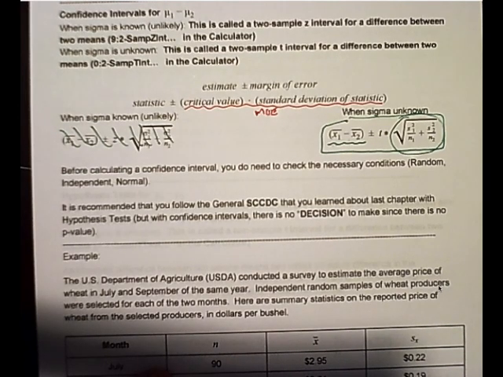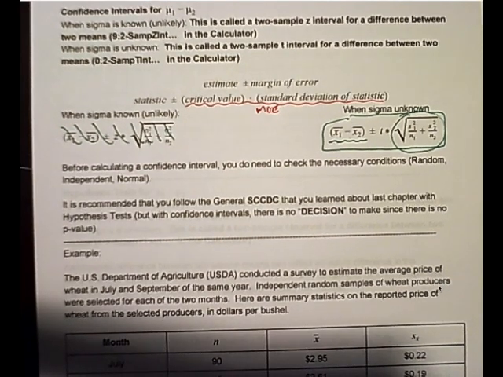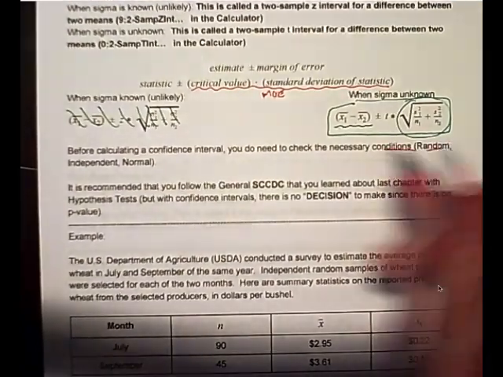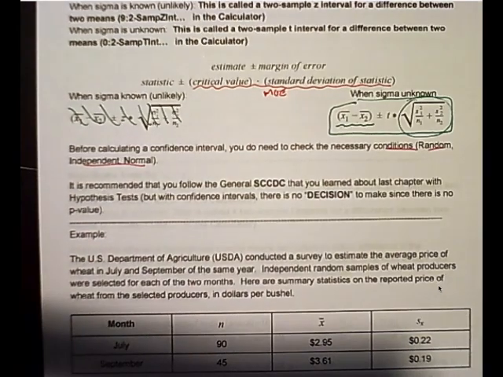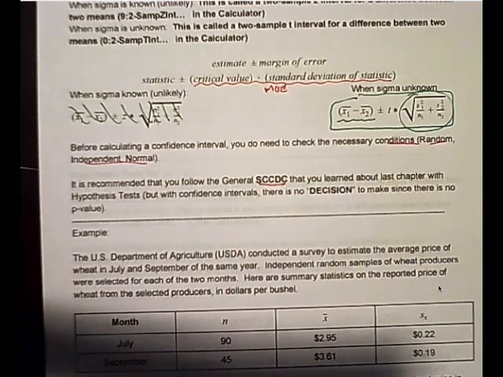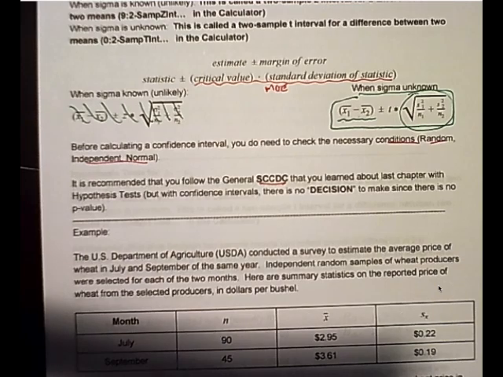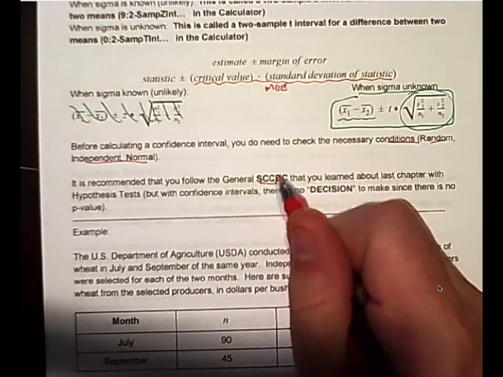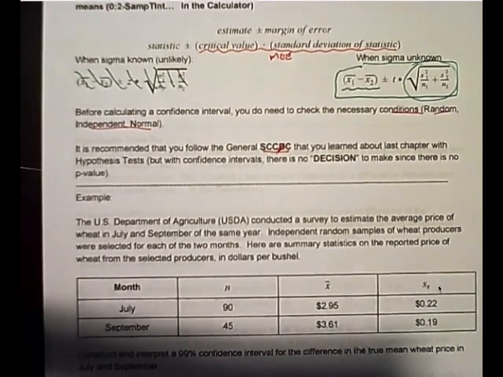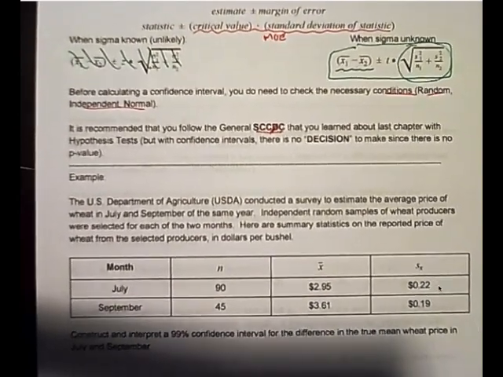All right. Now, before we go through our full process of doing a confidence interval, we do have to do our conditional check, and we have to do those for both samples, or both groups. We're going to follow that same process, SC, CDC, but with confidence intervals, we don't worry. There's no decision.